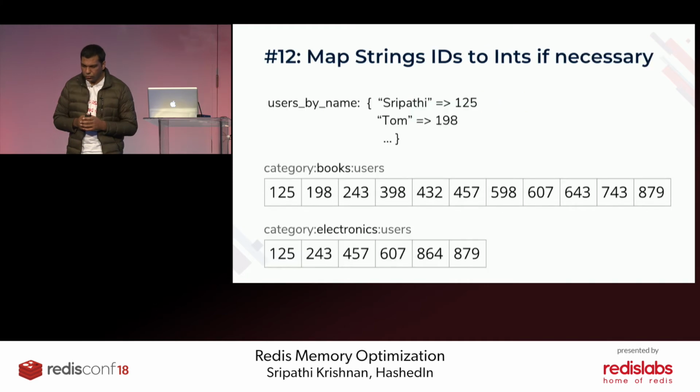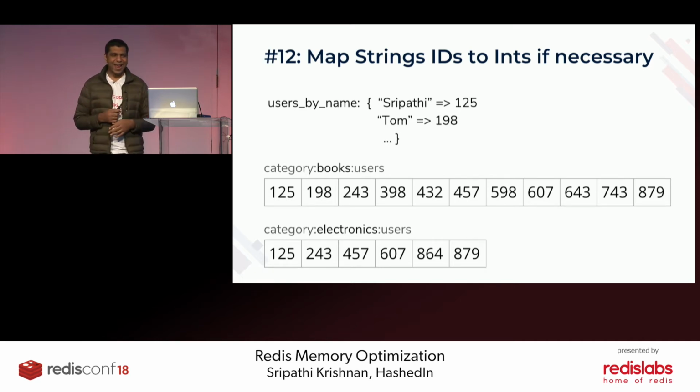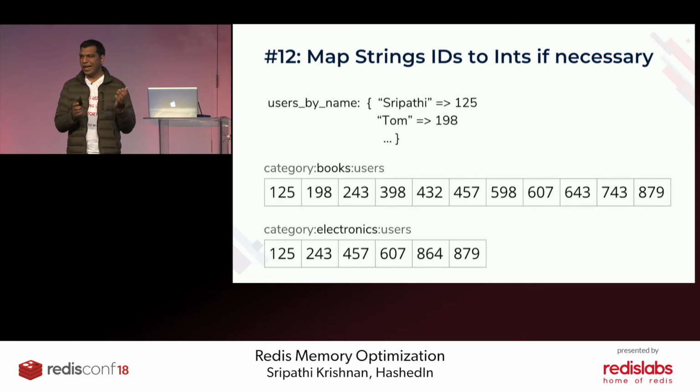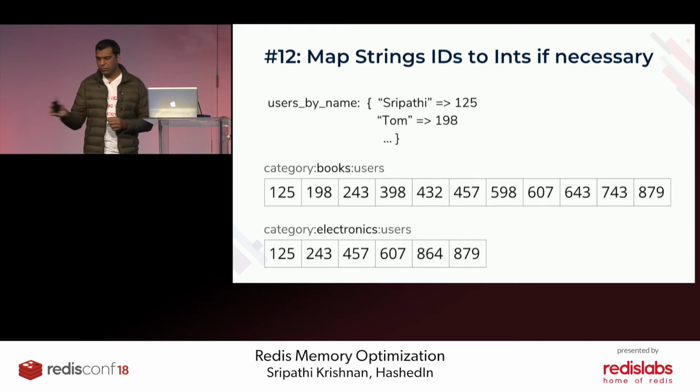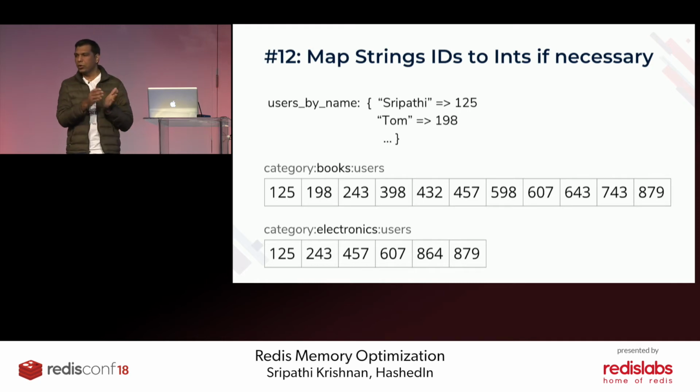So what you can do is, if you've got the same identifier stored across multiple different sets, it may be feasible for you to store that mapping between a string and an integer once in a separate hash, and then store the IDs in an integer set, right? This may or may not make sense because you're now introducing two different data structures, one for mapping from a string to an ID, and then looking up the ID into the set.